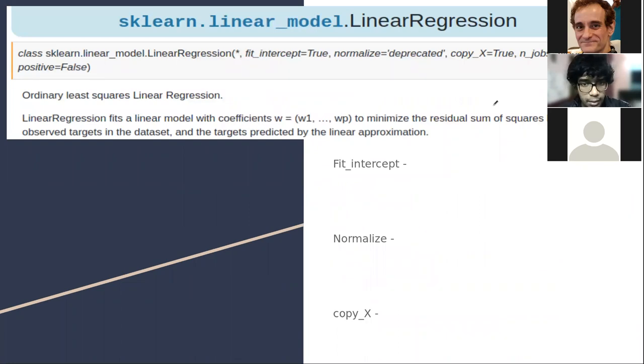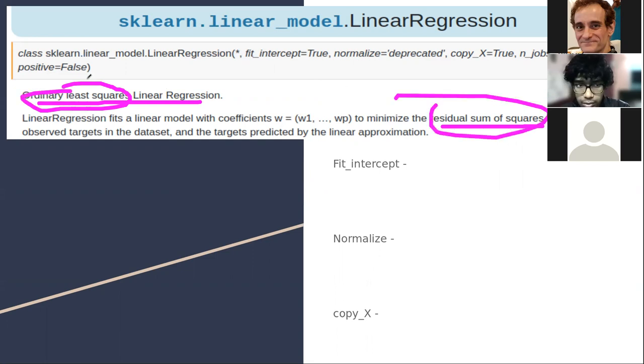These are the various parameters for regression: fit_intercept, normalize, copy_X. So pretty much this is what sklearn describes: ordinary least squares linear regression fits a linear model with coefficients to minimize the residual sum of squares. I think you now know the difference between this word and this word. This word is the method to find a linear regression line.